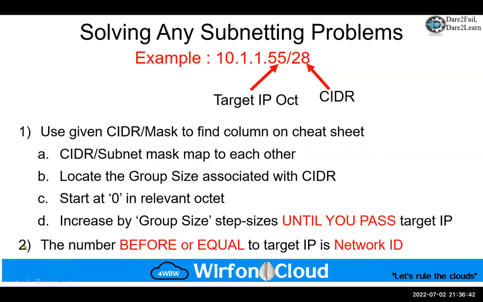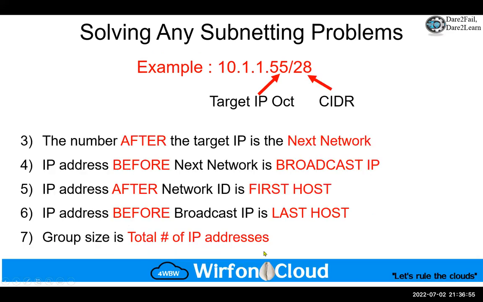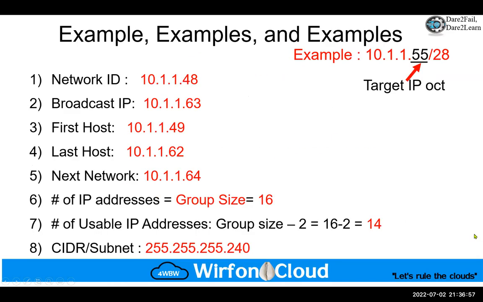So if you're looking at 2 here, we've done all of this, we've gone past our target IP. The number before or equal to the target IP is your network ID. So the number before the target IP, which in this case would be 48, that is our target. That's our network ID.